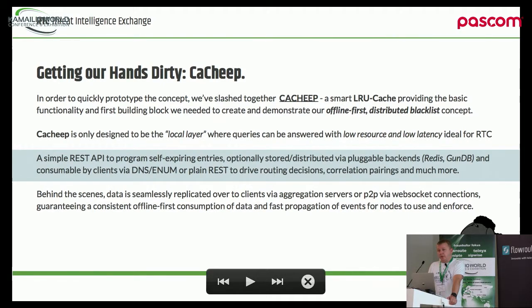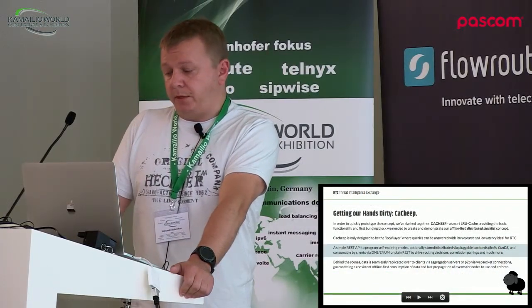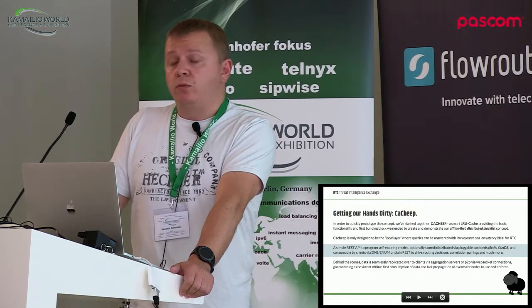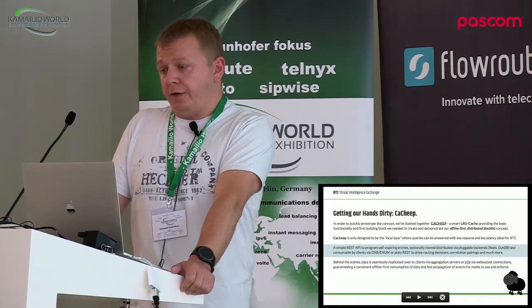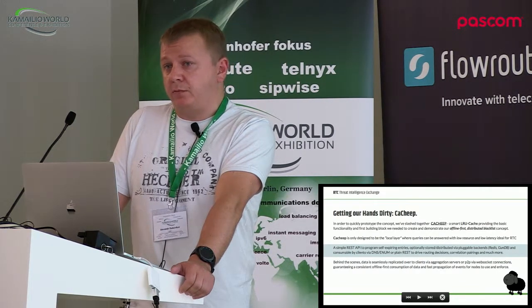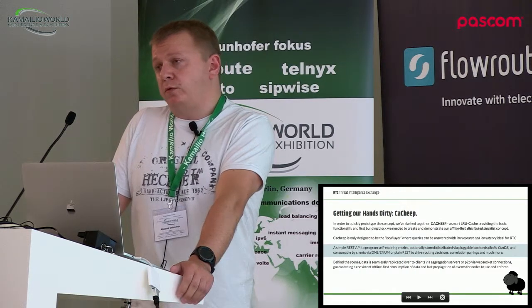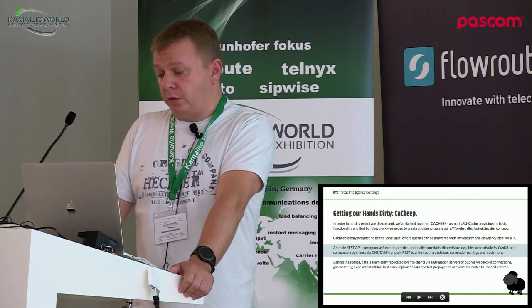And behind this CacheIP application, you can connect any type of database. Currently we use Redis, and in our plans, we will connect GunDB, which will work like a peer-to-peer network without a single point of failure. This means if any of the nodes of this blacklist system goes down, it will not affect it at all. You can still work and use it in your network.